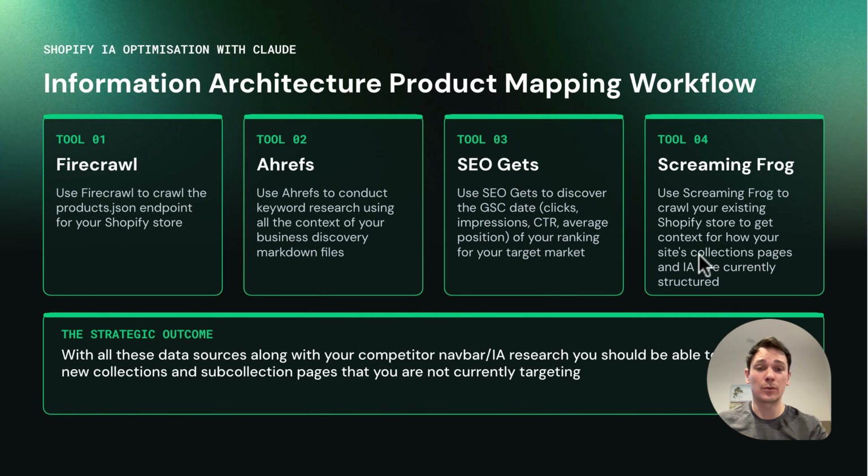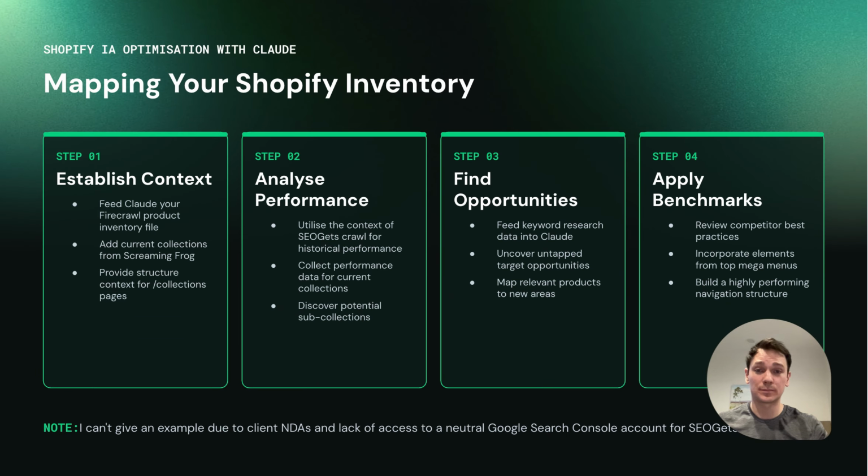And then Screaming Frog will use this to basically crawl and get your existing IA and internal linking structure so we have a good idea of what we're working with and what we need to improve. For this step as well, if you want to just get a list of your collections pages, you can ask Firecrawl to crawl your collections XML sitemap, and you can just grab all the collections pages from that. So from this, we'll have all the data sources to basically build out our IA and optimize our mega menu and start targeting new collections pages that currently don't exist on our site.